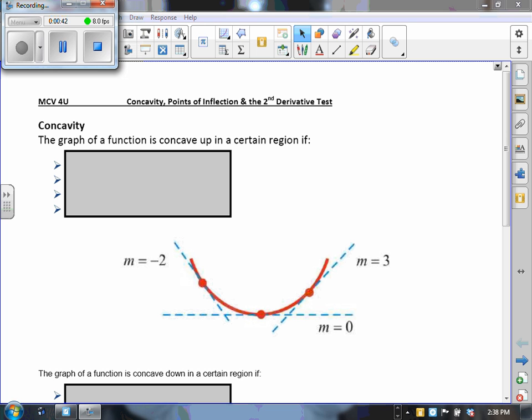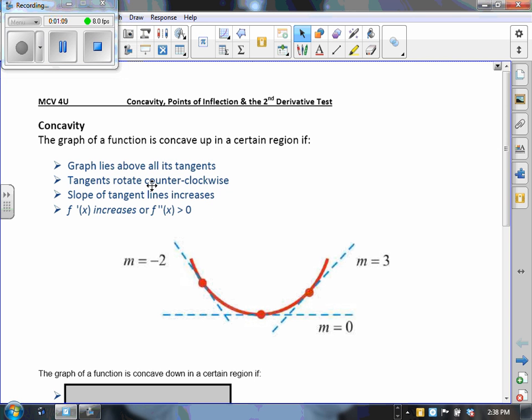Okay, so let's start off with the definition for the concept of concavity. We say that a graph of a function is concave up, that is concave upwards, in a certain region over its domain if certain characteristics or criteria are met. And here are 4 nuggets of information that we're going to consider.